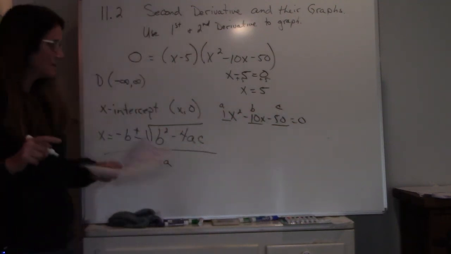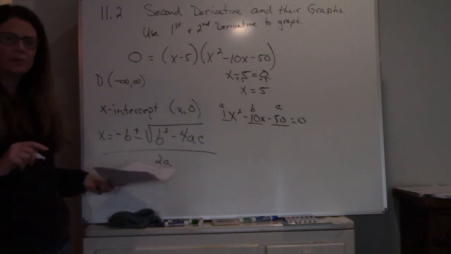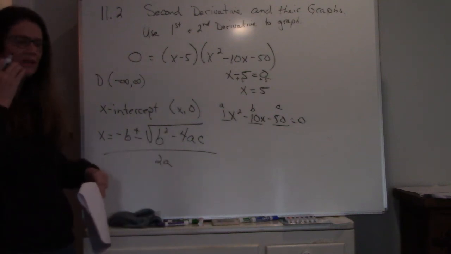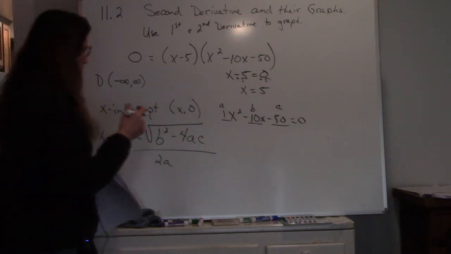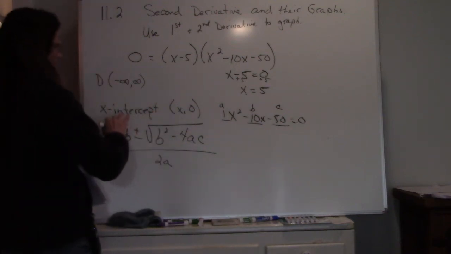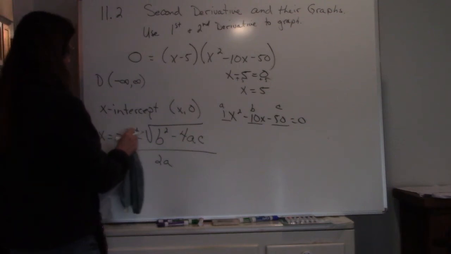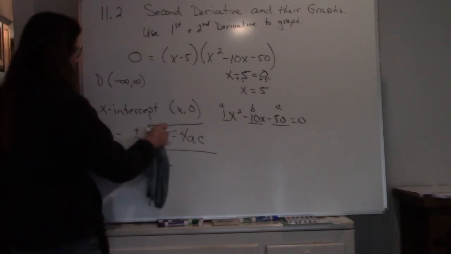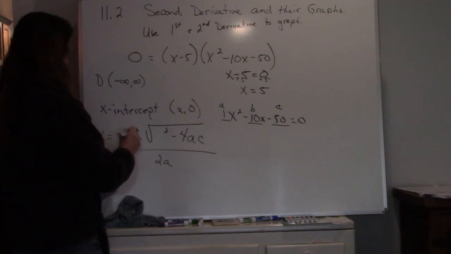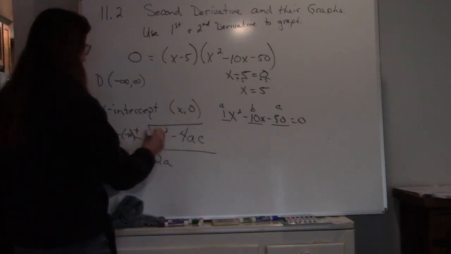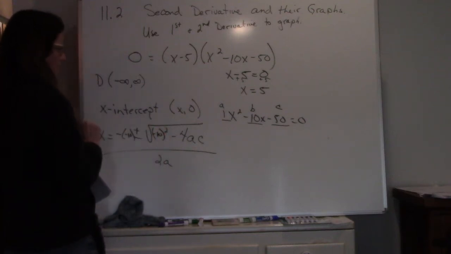This value right here is b, and this value right here is c. There are no x's in my quadratic formula. It's only the coefficients, the a, b, and the c. All right, so here we go. I'm going to just plug my values in here just to save room. So my b value is negative 10. Notice I put parentheses around it.